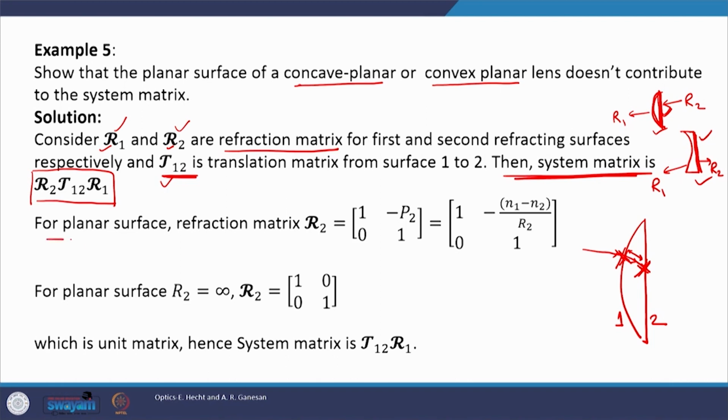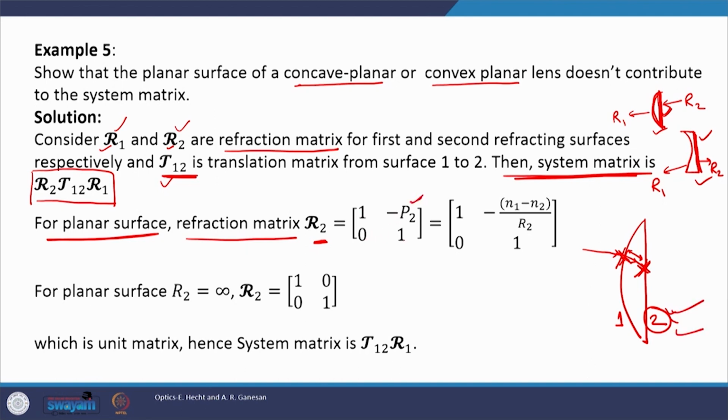Now, let us calculate the refraction matrix for a planar surface, which is our concern. This is what the question asks for. The refraction matrix R2, which is for the planar surface, the second surface here, will be given by 1, minus P2, 0 and 1.